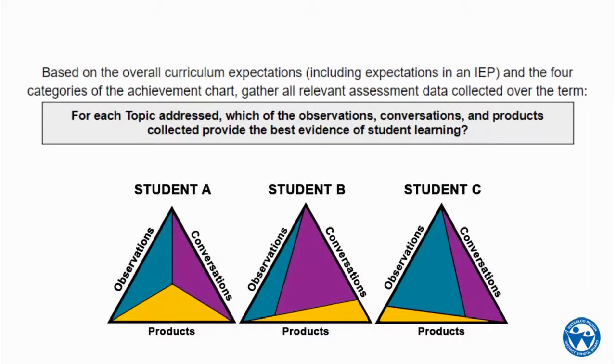While addressing each topic with our students, we would have gathered a variety of assessment data such as observations, conversations, and products. The emphasis of this assessment information might differ depending on the student, of course. Use your professional judgment to be selective about the data you will use. Which evidence represents independent demonstrations of learning? Which is more significant? Which captures and represents the student's current learning achievement?